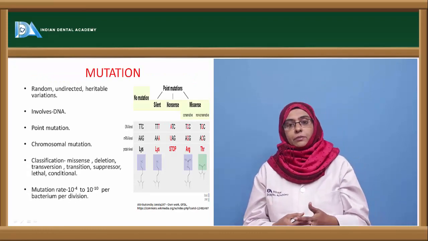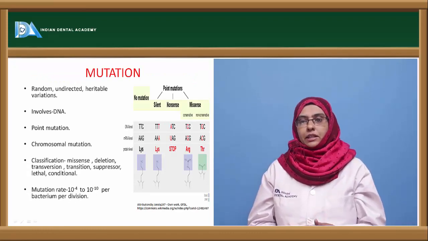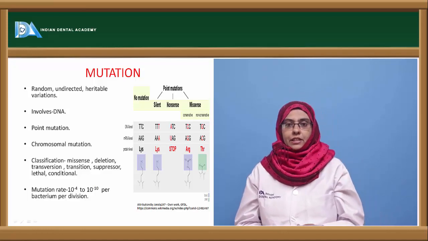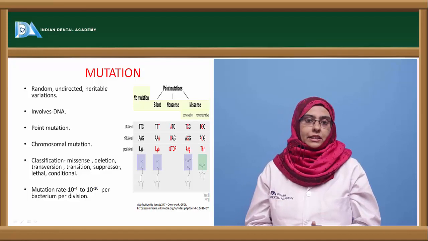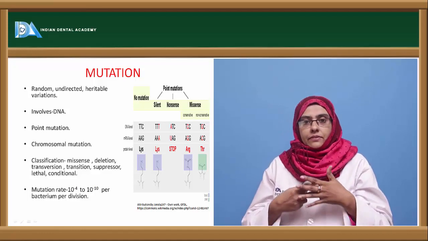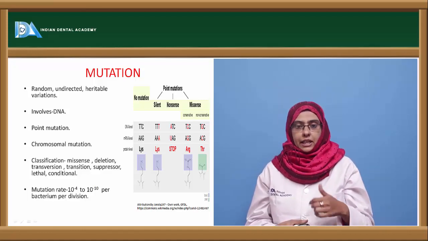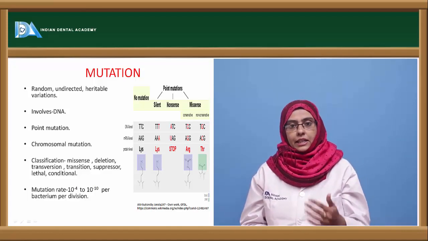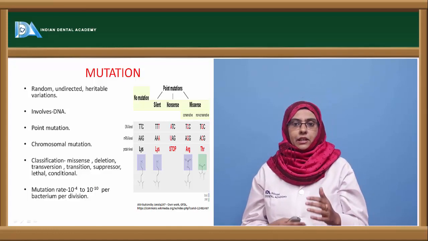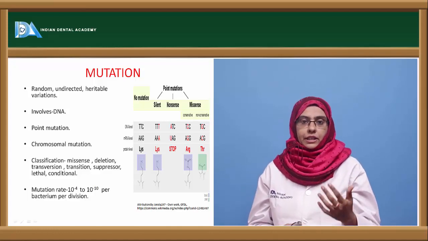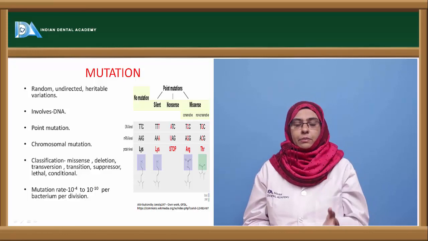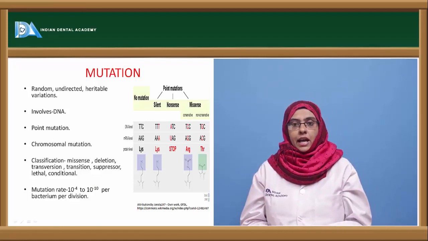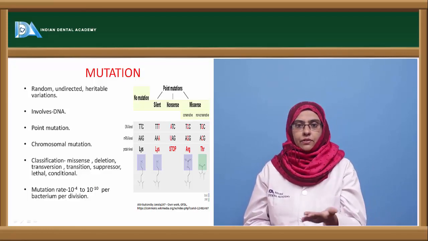Now let us see what mutations are. Mutations are random, undirected, heritable variations. What I mean by random is that it can occur in any life cycle of a cell. They can occur in a vegetative cell, or in a somatic cell, or at any stage of a cell, whether it is an actively reproducing cell or a dormant cell. So it is a random event, can occur in any part of a life cycle and in any organism, and they are undirected. There is no direction for this mutation.